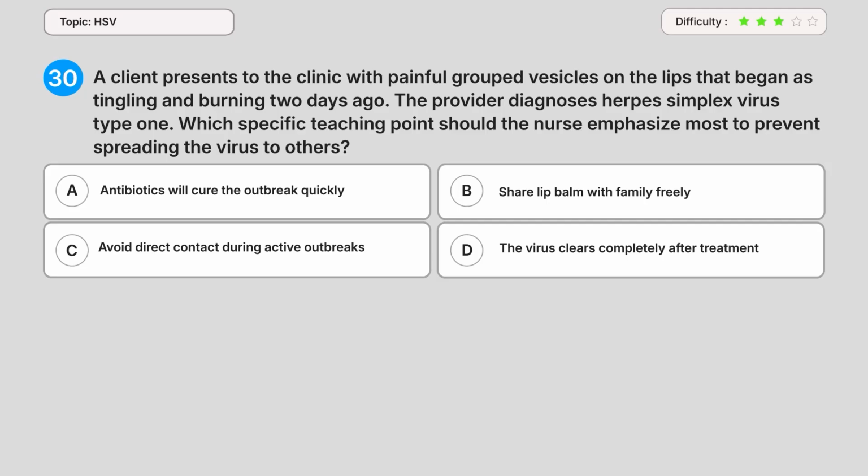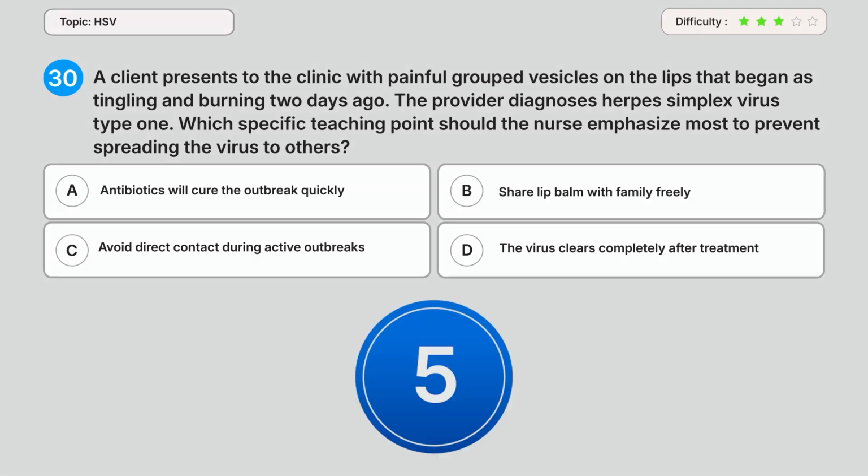A. Antibiotics will cure the outbreak quickly. B. Share lip balm with family freely. C. Avoid direct contact during active outbreaks. D. The virus clears completely after treatment. What do you think is the answer?